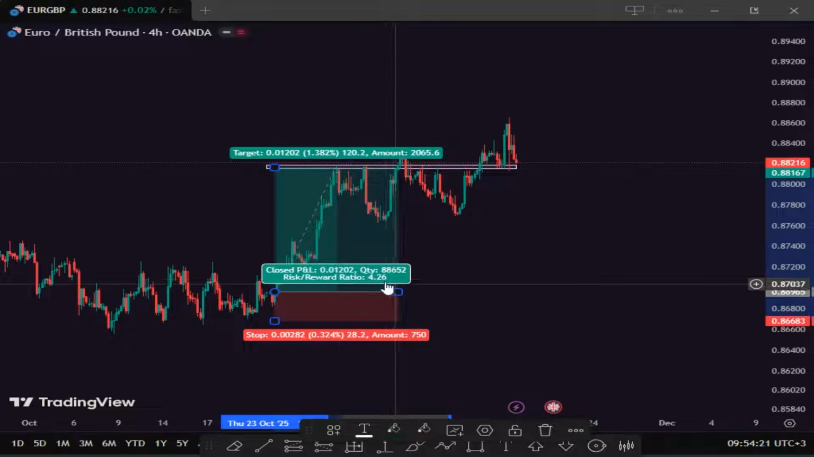So this is 4.26, right? You risk 1% to target 4.26. Very easy, you don't need to do any maths, right? So over here you have 28.2, that's like 28 pips, right? Now if you look over here, this is 120.2, so that's 120 pips, right?